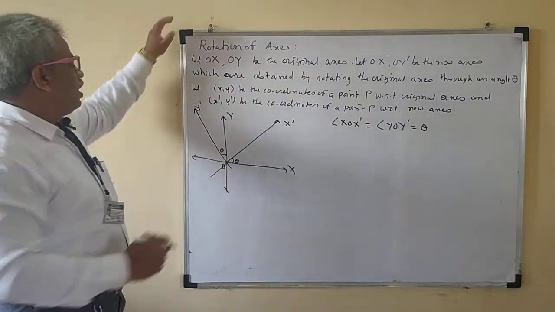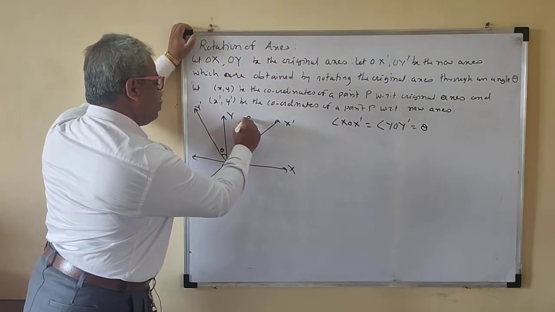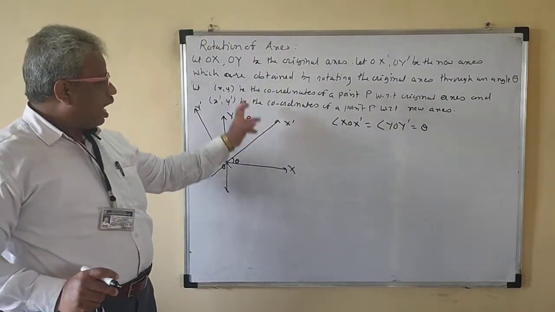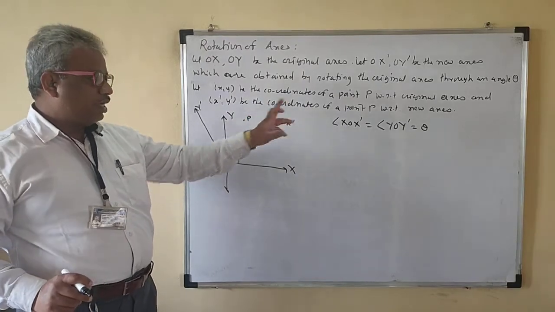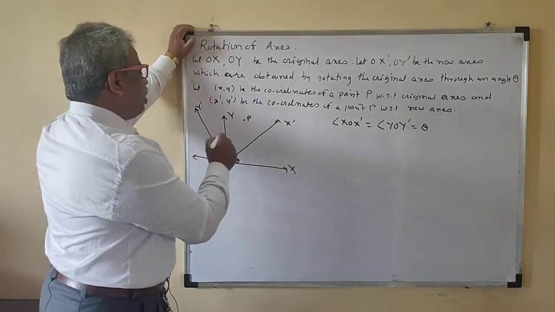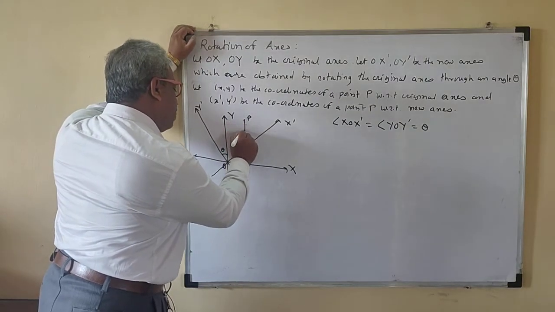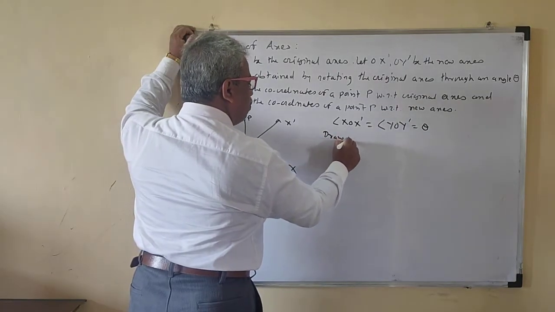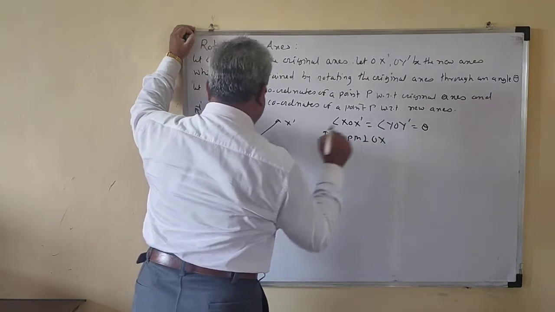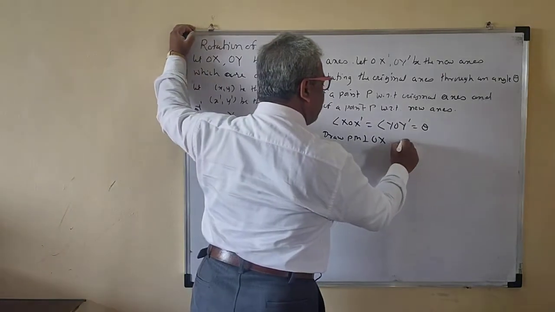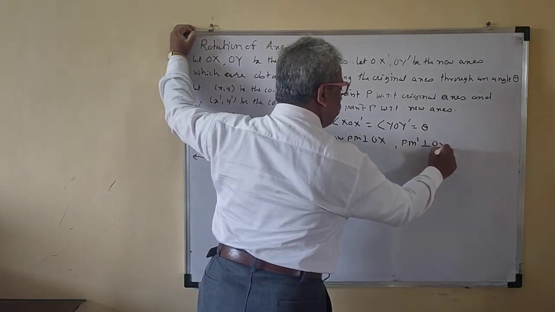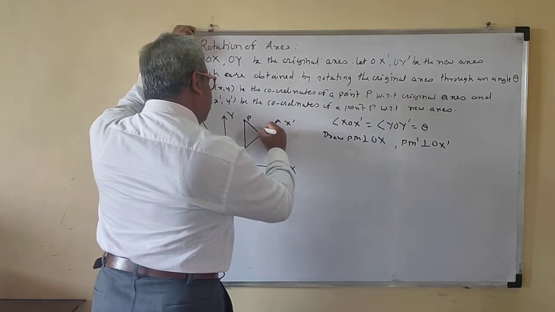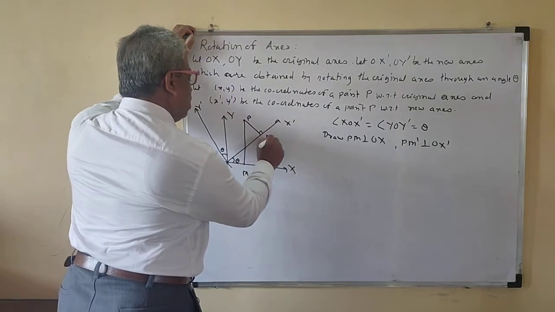Let P(x, y) be a point, so its coordinates are x, y with respect to the old system, and x prime, y prime be the coordinates in the new system. For that, we'll draw PM perpendicular to OX, and PM prime perpendicular to OX prime. This is the perpendicular PM prime, so this is M prime.